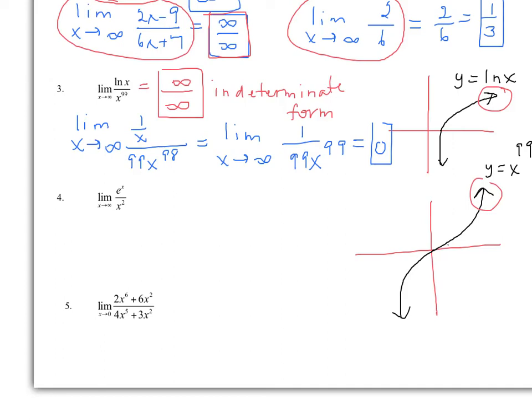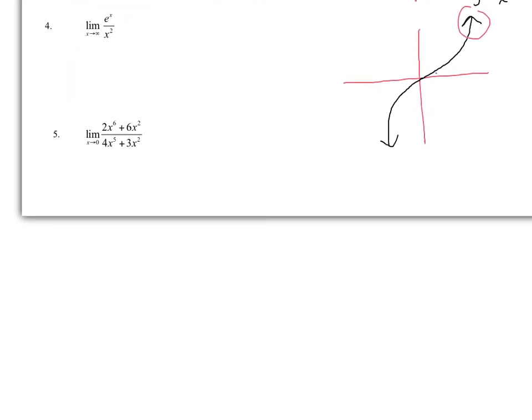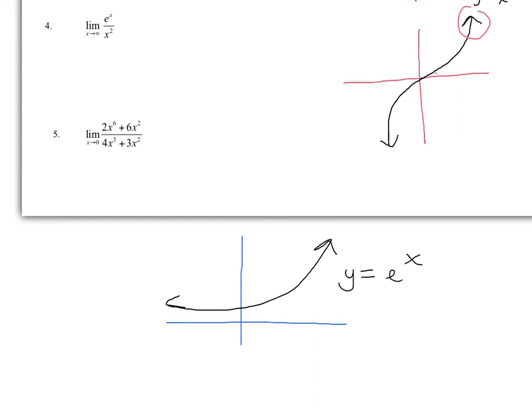Okay, let's take a look at the next example. The next example we have is e to the x over x squared. Again, as x approaches infinity, we know that the graph of e to the x, I'll just draw that here, the graph of e to the x at infinity is infinity. So this limit here is going to be infinity. We know x squared is also infinite. There's our indeterminate form. So we'll take the derivative.